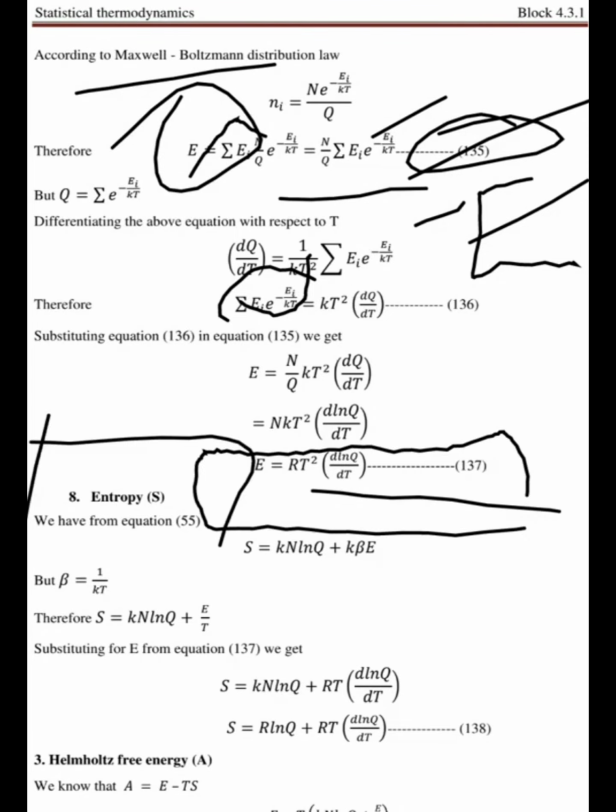While you are going to calculate the entropy, what is entropy? The higher the entropy, the higher the disorder of the molecules. So it is a measure of the number of ways the system can be arranged. S is denoted by entropy. S is equal to k ln Q plus k beta E, where beta is equal to 1 by kT.